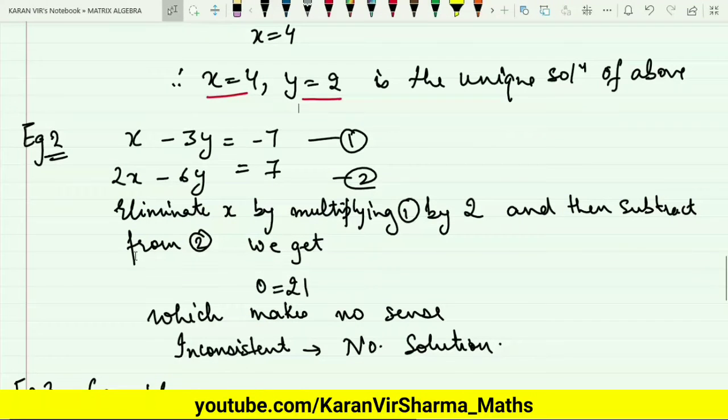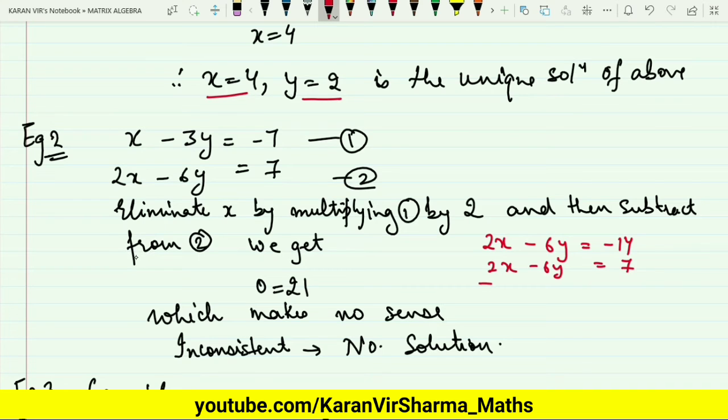Furthermore, now consider the system of linear equations x minus 3y equals minus 7 and 2x minus 6y equals 7. Now if I use the same approach which I used in the first example, I multiply the first equation by 2 and subtract it from the second. What you will get is 2x minus 6y equals minus 14. And our second equation is 2x minus 6y equals 7.